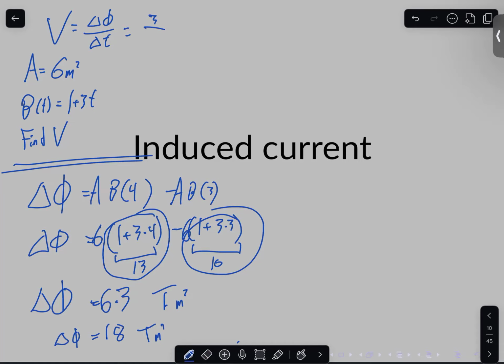So the change in flux is 18: 6 meters squared times 3 Teslas per second. Now, what's the change in time here? I did from time 3 to time 4. That's 1 second.